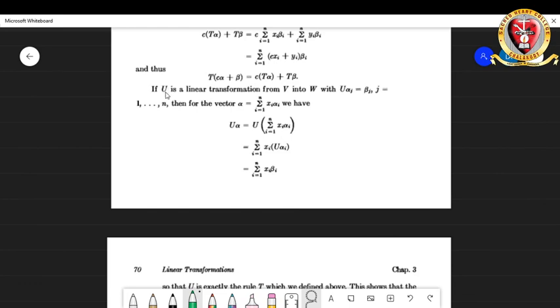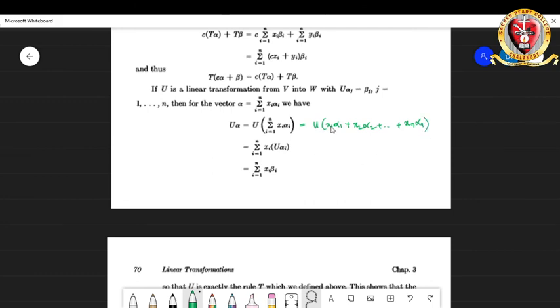So suppose there exists another linear transformation U from V to W such that U of alpha j's are mapping to beta j's for 1 to n. Then take an alpha belongs to V, where alpha is the linear combination of alpha 1 etc. alpha n like this. The coefficients are x1 etc. xn. Consider U of alpha. U being a linear transformation, you get that is equal to U of x1 alpha 1 plus x2 alpha 2 plus etc. plus xn alpha n, right?